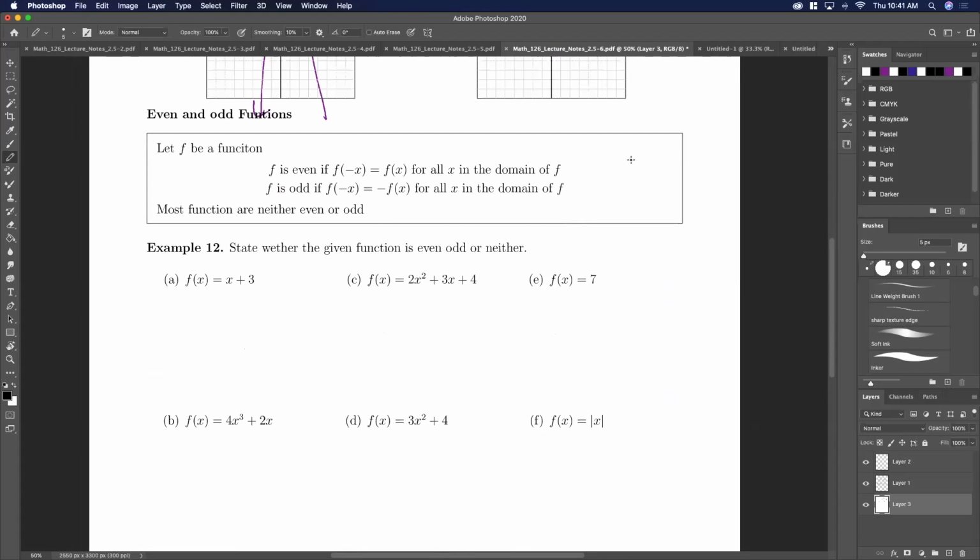Okay, so let's finish this up, and then we have about a half hour to do the other one. Let's just finish this up so we have plenty of time for the next one. All right, so if F is, here we're talking about even and odd functions.